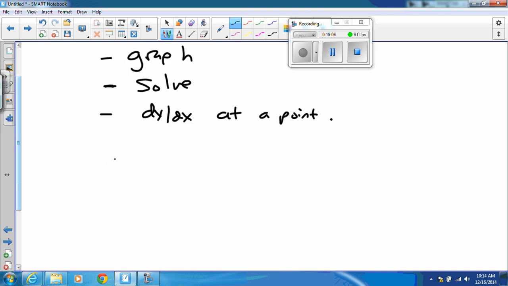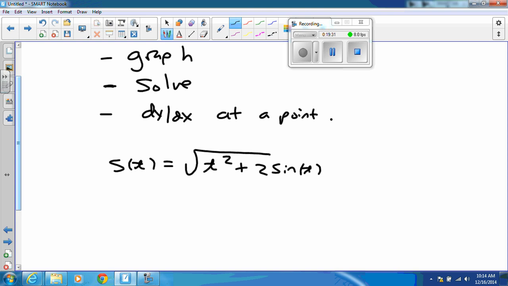So what would a typical calculator question look like? Well, let's see here. Let's throw this into the context of motion along a line. Let's say that I have a position s of t given by the square root of t squared plus 2 sine t. And I now ask you, what is the velocity at t equals 1?